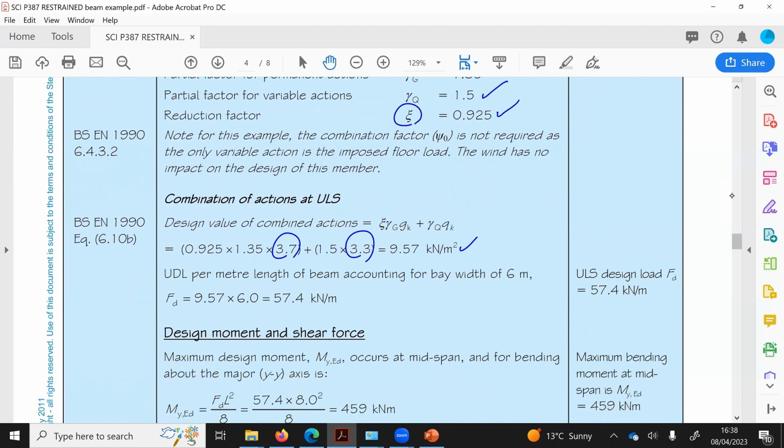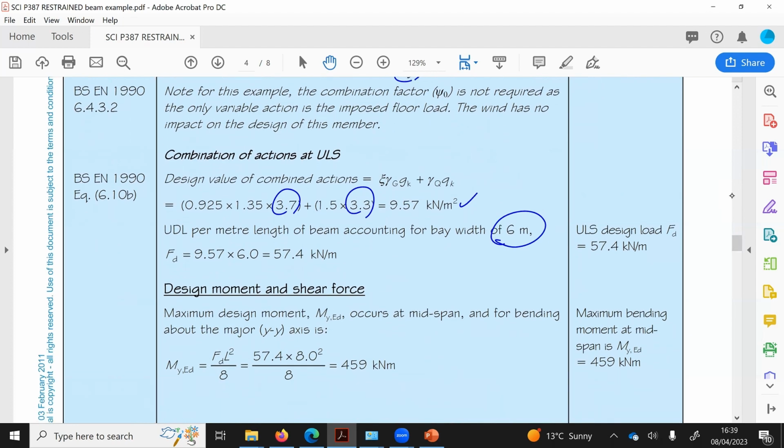This is the design load, but it is distributed on the floor. Now, UDL per length of the beam, accounting for bay width 6 meter, will come out to be 57.4 kilonewton per meter. So if I draw its diagram, it will look somewhat like this. It has a UDL of 57.4 kilonewton per meter, and the length of the beam is 8 meters.